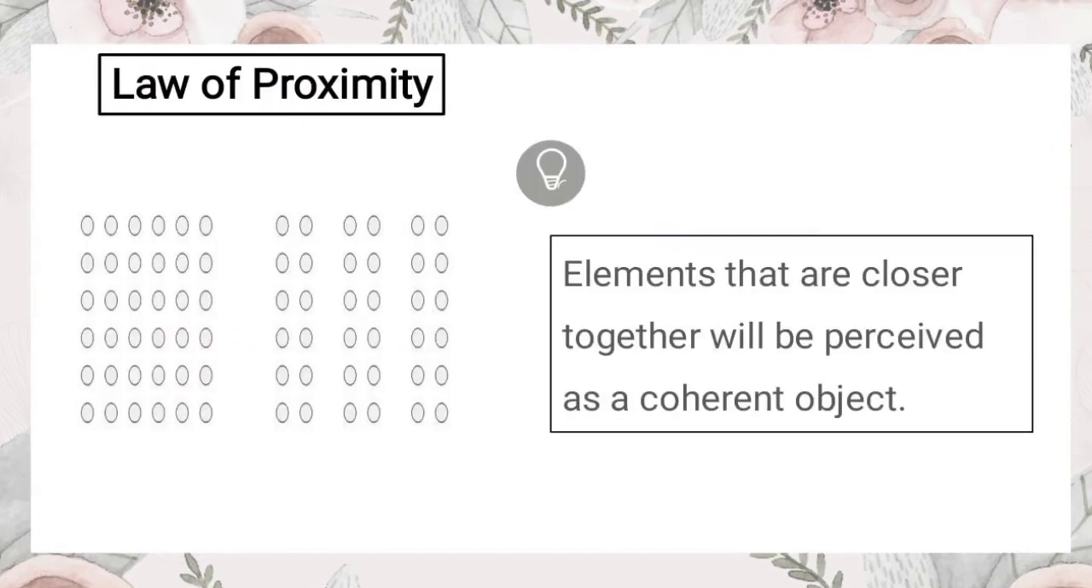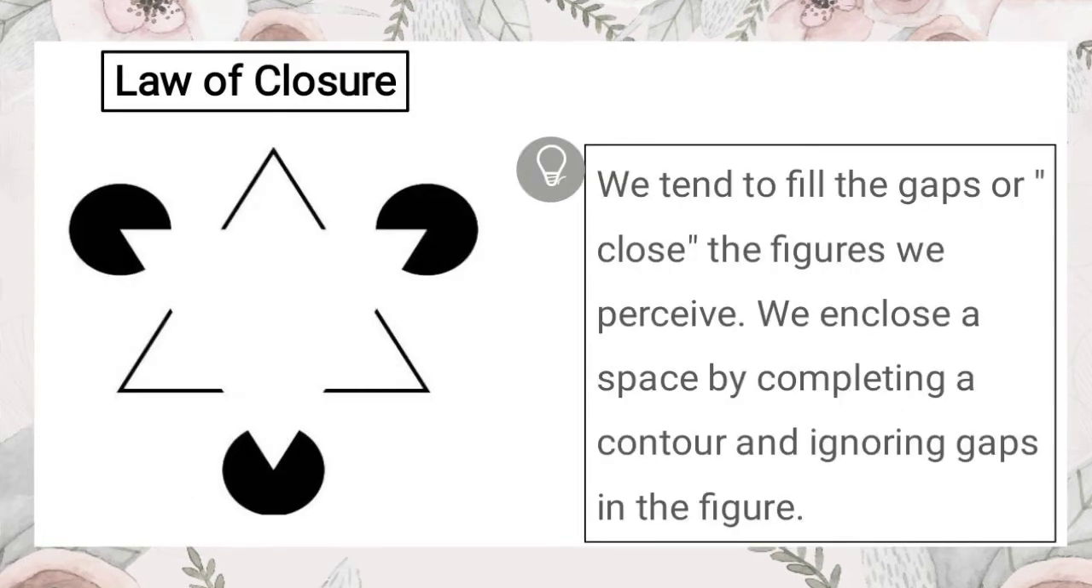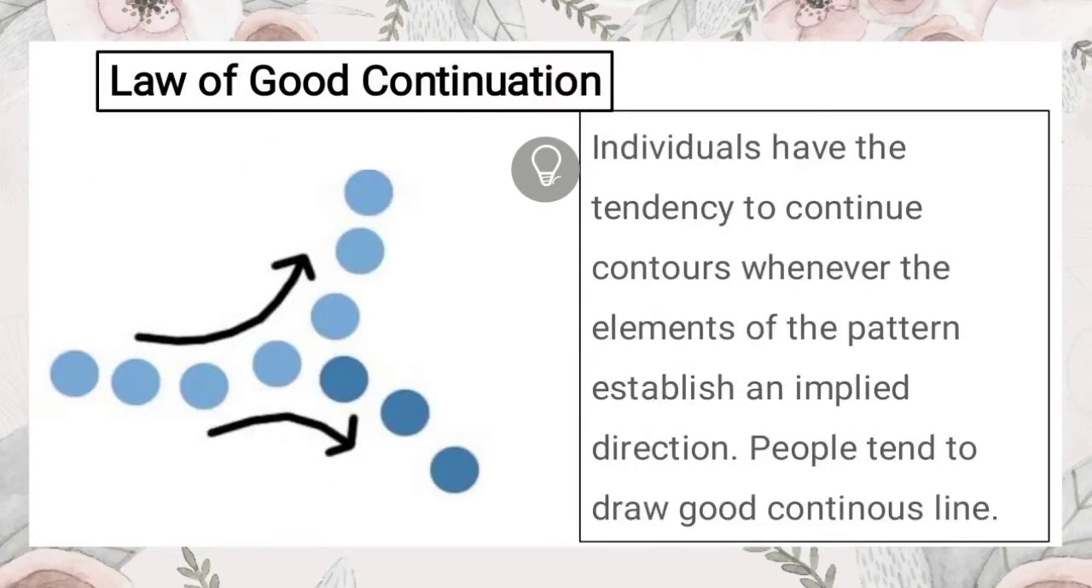First, the law of proximity. Elements that are closer together will be perceived as a coherent object. Second, law of similarity. Elements that look similar will be perceived as part of the same form. Third, law of closure. We tend to fill the gaps or close the figures we perceive. We enclose a space by completing a contour and ignoring gaps in the figure.